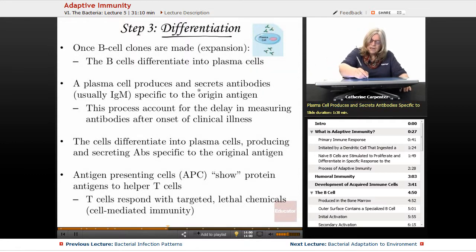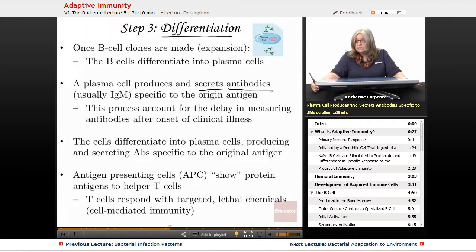So these plasma cells, and this word, by the way, is secrete, secrete antibodies that are specific to that originating antigen. And this length of time that it takes to make the antibodies is a delay. Sometimes it takes a little while. Now, a good example of that process is, for instance, if one gets infected with HIV, sometimes it takes up to even 6 months before the antibodies appear.